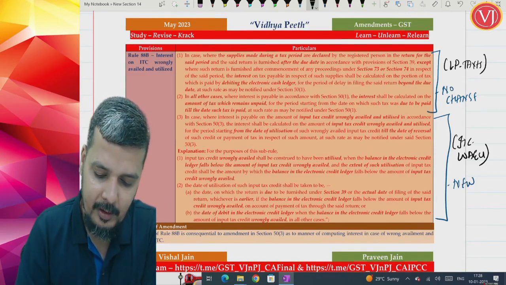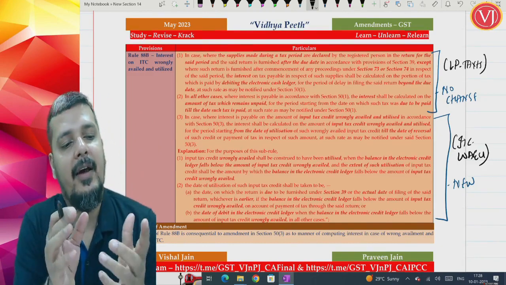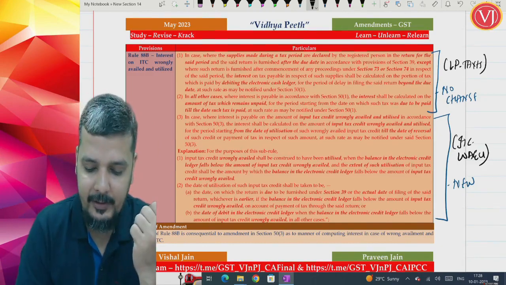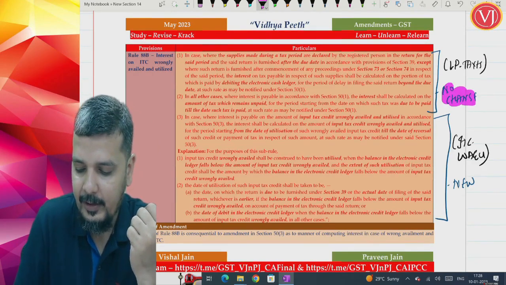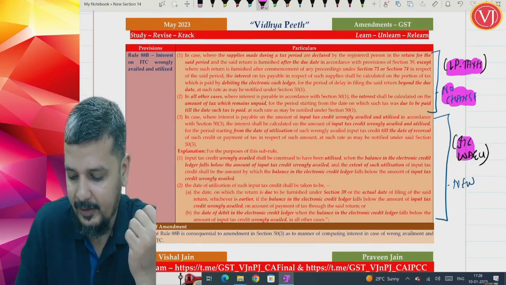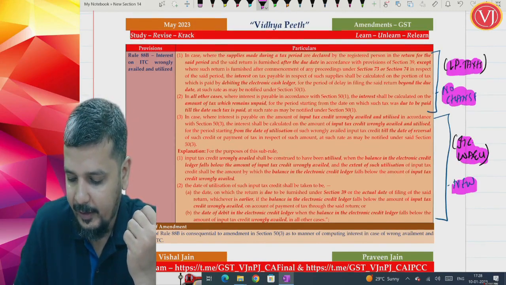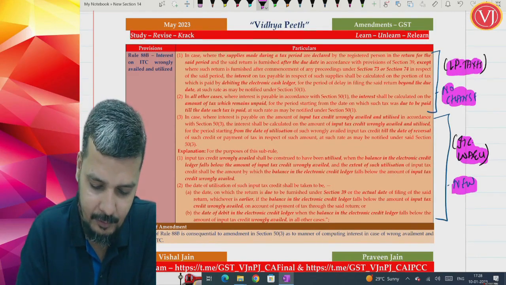There is no change when you talk about the first scenario where there is interest on late payment. So there is no change basically when you talk about interest on late payment of taxes. The change is only when you talk about ITC wrongly availed and utilized, interest on that, there is a change. Now we'll see only the change portion.